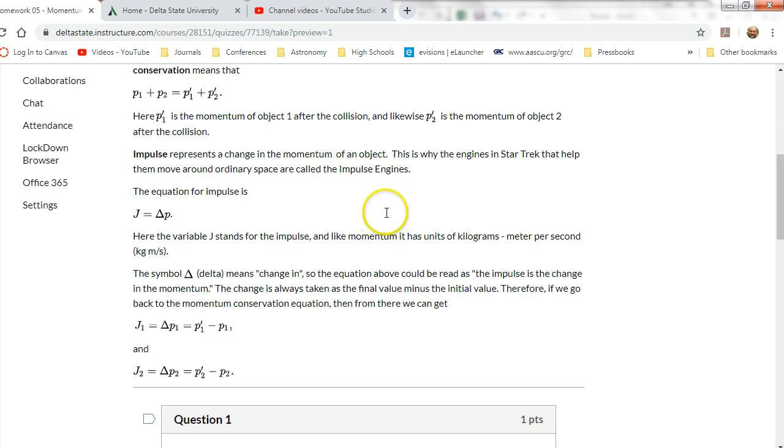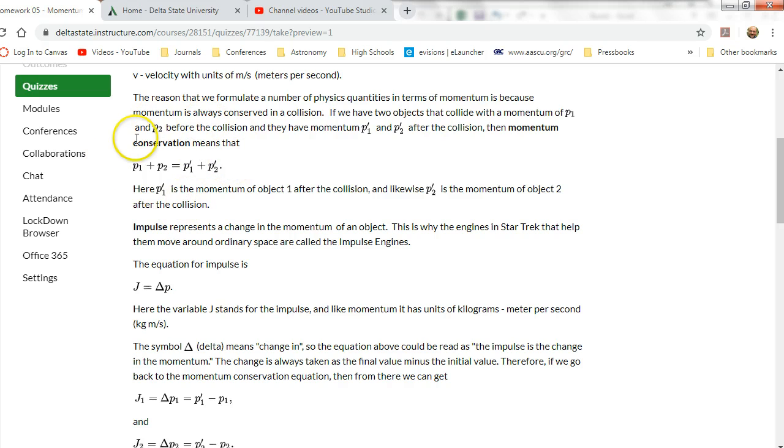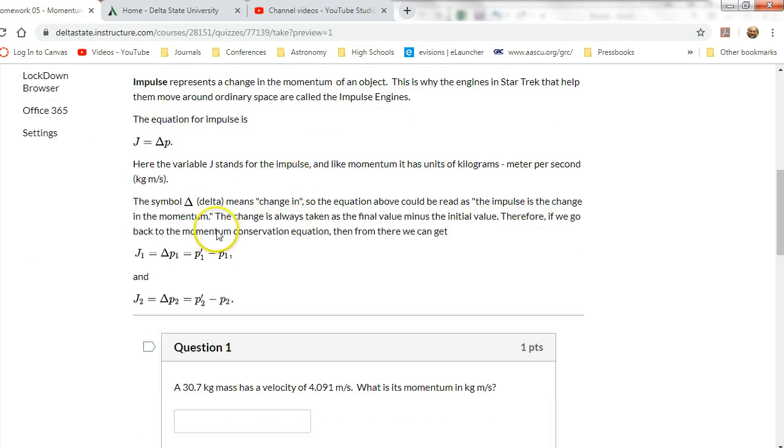If we look back up at the conservation of momentum equation and try to write J1 for object 1 and J2 for object 2, J1 is delta P1, which is P1 prime, its final momentum, minus P1, its momentum before the collision. And the same for object 2: J2 is P2 prime minus P2.